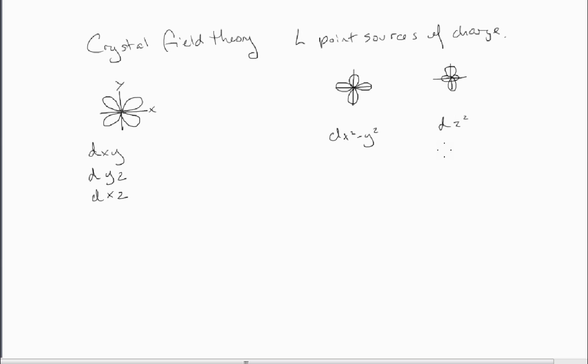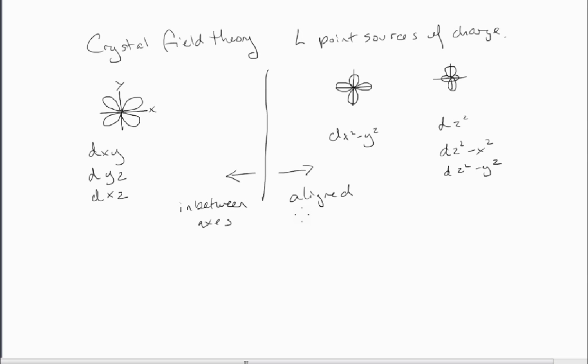In fact, the dz squared is a linear combination of two different orbitals. It's the dz squared minus x squared and the dz squared minus y squared. But mathematically, it's combined into the dz squared to just give us the 5 orbitals that the Schrödinger equation indicates. The important thing here is that these orbitals to the left of this vertical line are all in between axes. Whereas these orbitals are aligned with the axes.